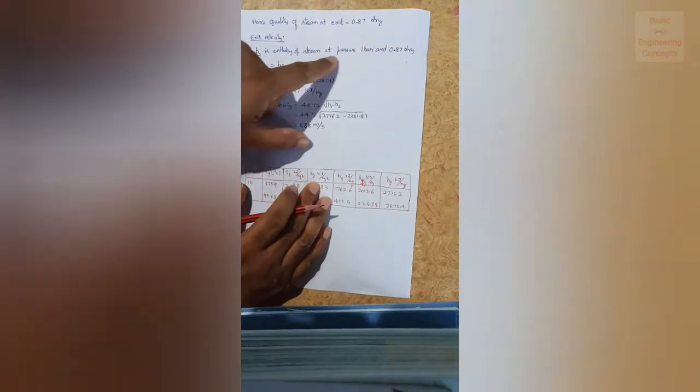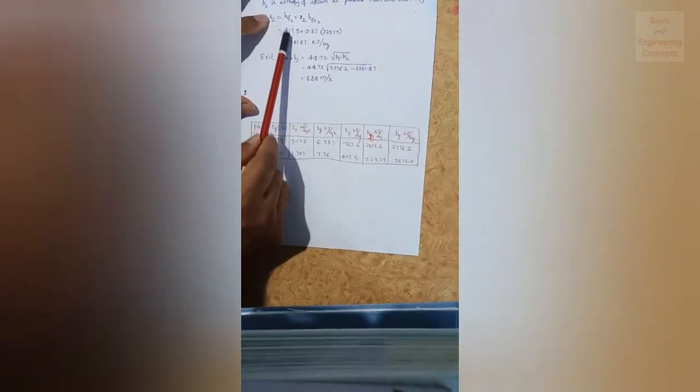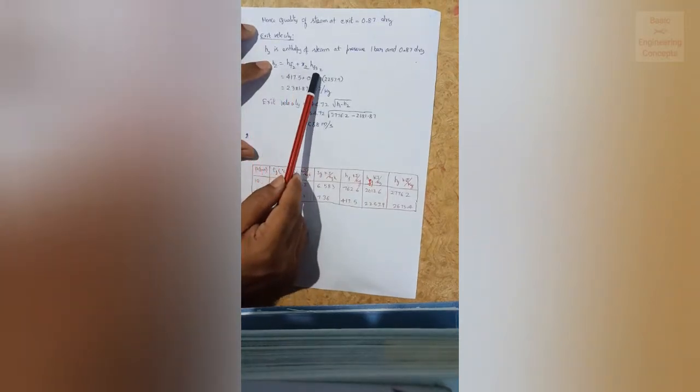We have a direct formula for finding the exit velocity. H2 is the enthalpy of steam at a pressure of 1 bar and dryness 0.87, because this is the second point, that is, the exit. For wet steam, H2 is Hf2 plus x2 into Hfg2. Next, exit velocity is 44.72 into the square root of H1 minus H2. So this is the answer. Next, second problem.